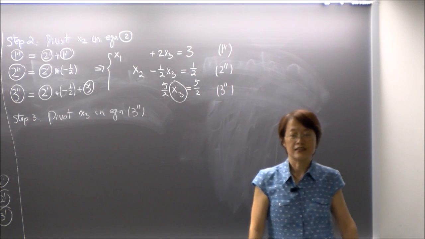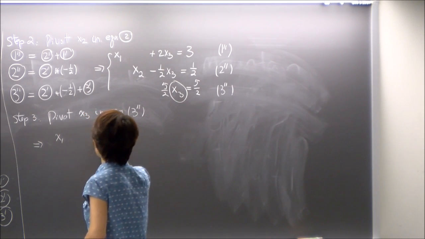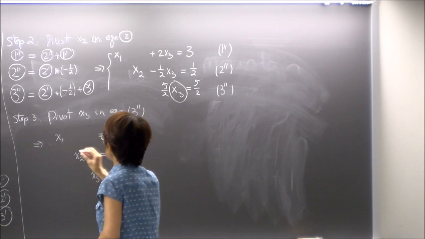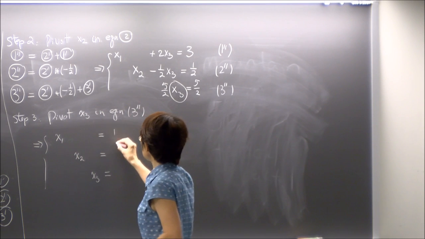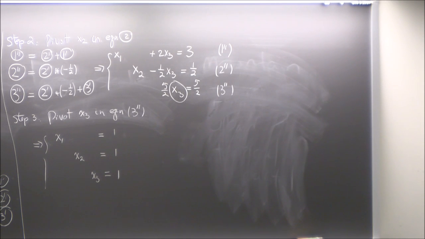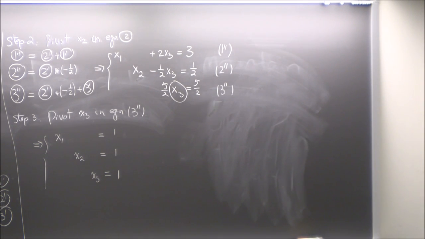Is that clear? So if you do that, you get the following: x1 equals 2, x2 equals 2, and x3 equals 2. So the left-hand side is now diagonal. May we use that term? And you find out that's the solution. Is that okay? Are we familiar with this pivoting process? We've done it before? Okay. Very good.